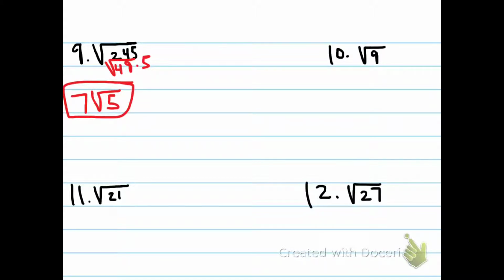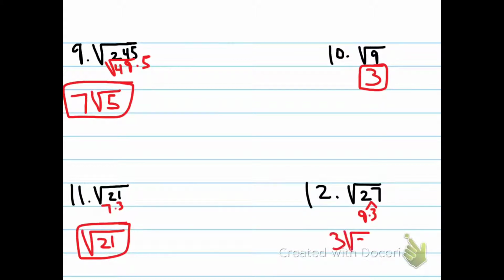For number 10, the square root of 9 is just 3. For number 11, if you list out the factors, there is only 7 times 3, and there is no perfect square, so your answer is just root 21. And for our last problem, the factors for 27 are 9 times 3, and the square root of 9 is 3, so your answer is 3 root 3. Hopefully you got all those problems correct. So that's about it. This is actually pretty easy to do. I think it's just the basics of geometry, so it's really easy.